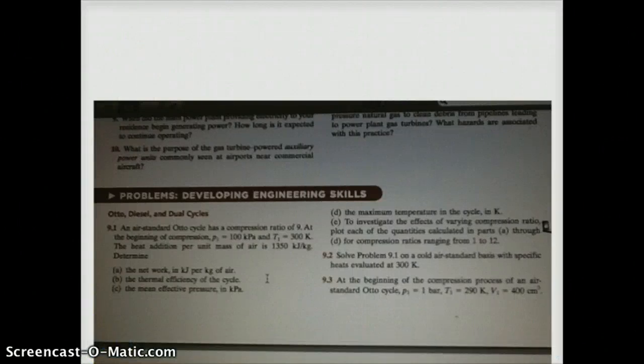Alright, now we're going to solve problem 9.2, which requires us to pretty much do 9.1, but on a cold air standard basis. And we have to evaluate our specific heats at 300 K. Alright, so let's get started. Since we have to use our specific heats, let's just evaluate them right now, and they're being evaluated at 300 K, as stated in the problem.